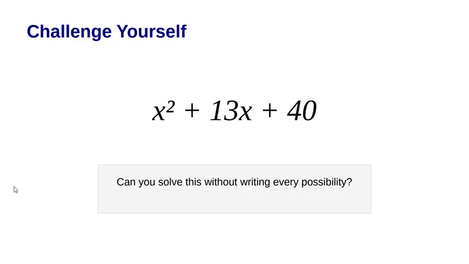Ho ho! This is challenging me. Okay, x squared plus 13x plus 40. Can you solve this without writing every possibility? Just think in your head. Okay, the answer is 5 and 8, because if you multiply them, those equal 40, and if you add them, ho ho, wait. No. Don't listen to me. Whatever you just heard, you're hallucinating it.